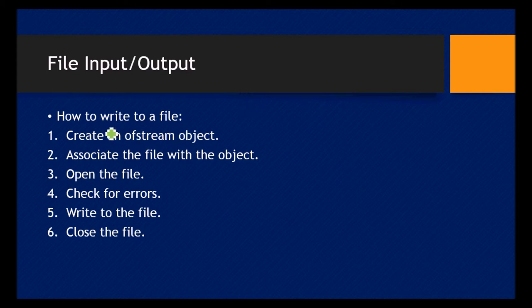So first we're going to look at writing to a file. How do you write to a file? I want to write a C++ program that creates a file and then writes data into the file. How do you do that? So here are the steps to take.